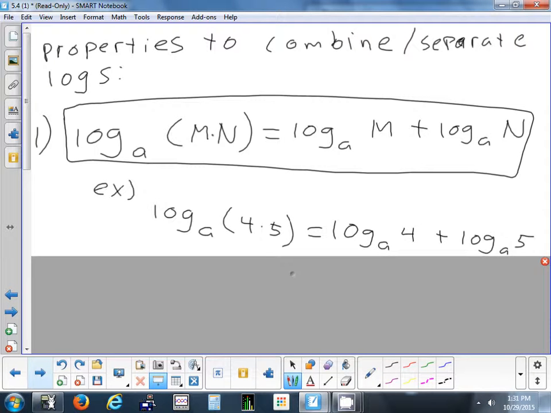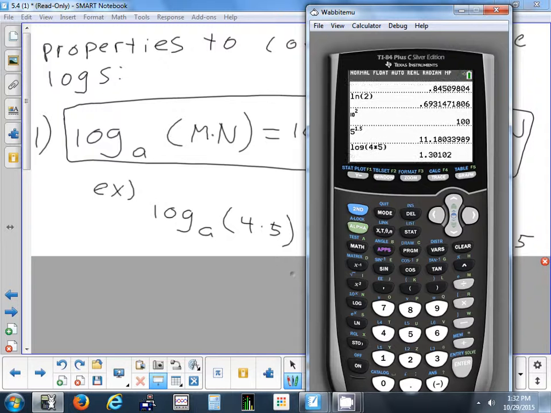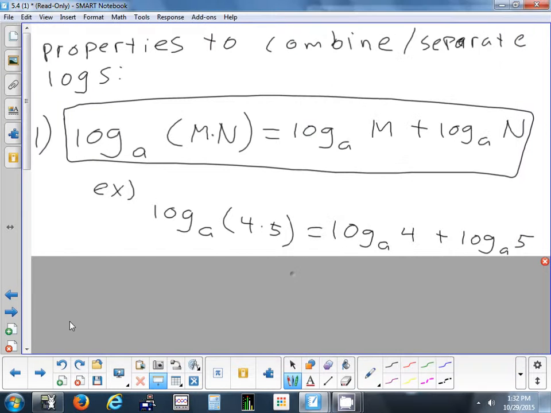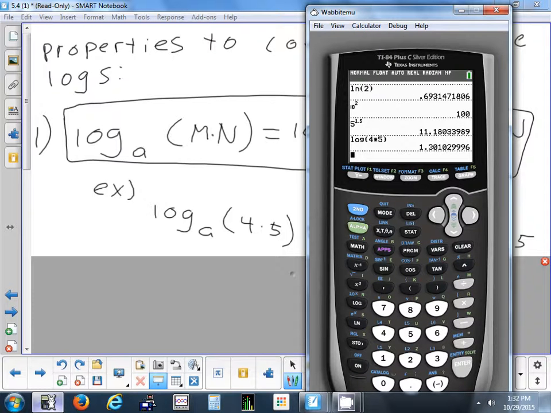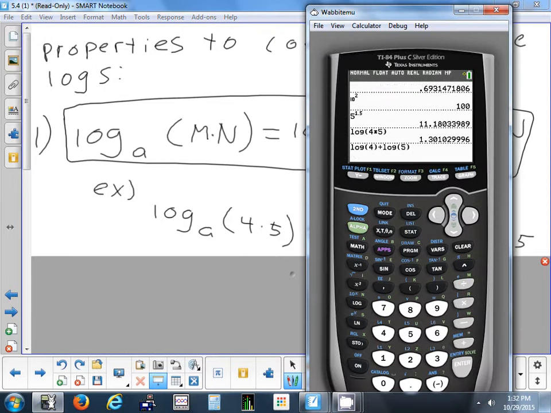So there's an example with numbers. Generally, you wouldn't do this. You wouldn't write this out with numbers. You do it with variables. But I'm going to show it to you with numbers so I can actually plug it in on the calculator, and I'll show you it works. So I'm going to type in log of 4 times 5. Okay, and I get 1.30. Now I'll type in log 4 plus log 5. What base am I using the way I'm typing it in? Yeah, I'm using 10, but I could use any base I want. It's just 10 is the fastest for me to type in quickly. It comes out the same.